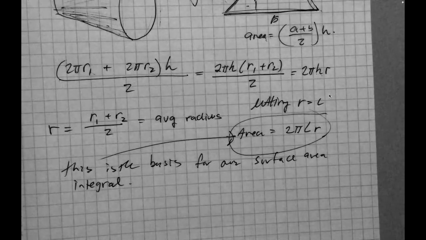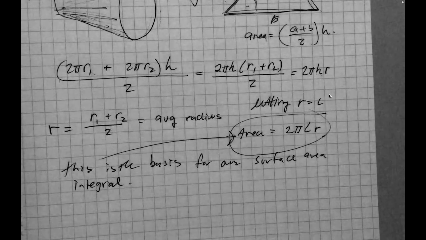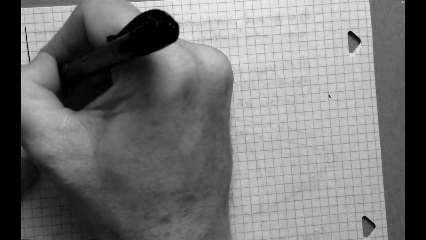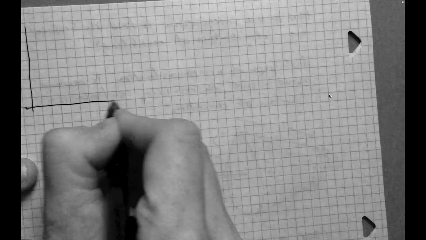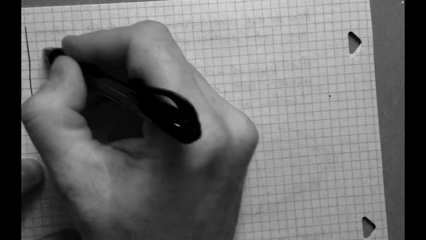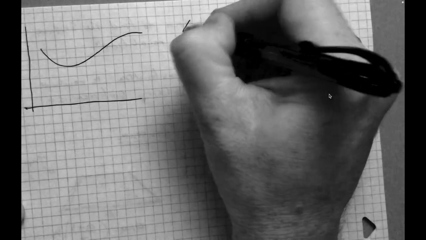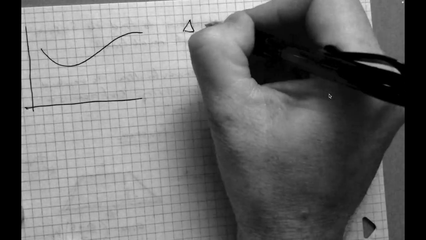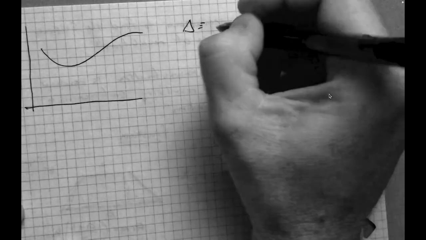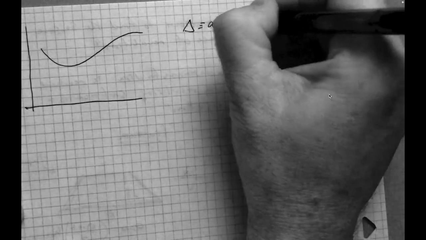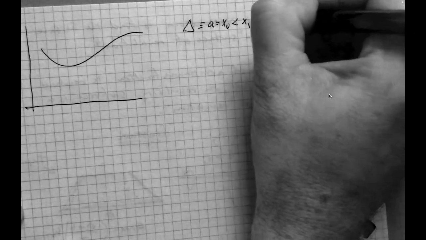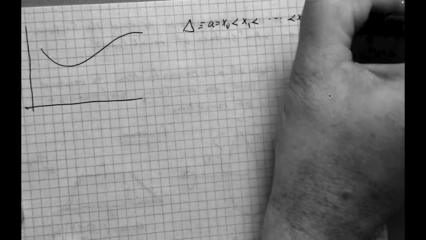All right, so let's go ahead and break it down. So let's draw a picture, and then we'll do this breakdown. So I've got some curve in here. And we're going to define delta. We're going to let delta be a partition where a is equal to x0, which is less than x1, less than ... less than xn equals b.